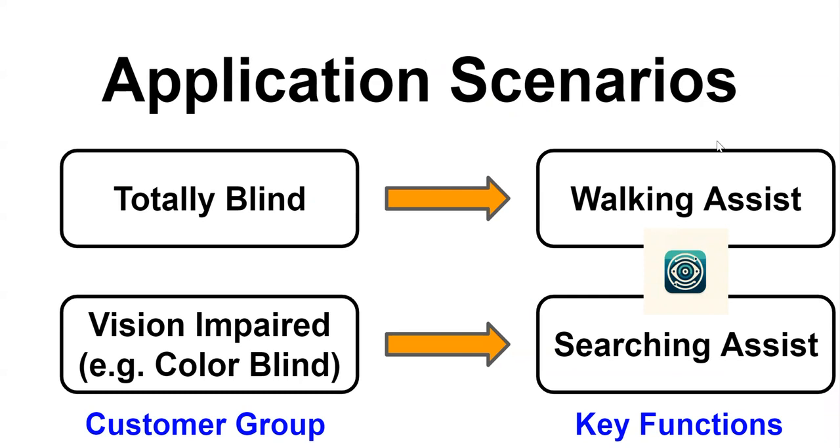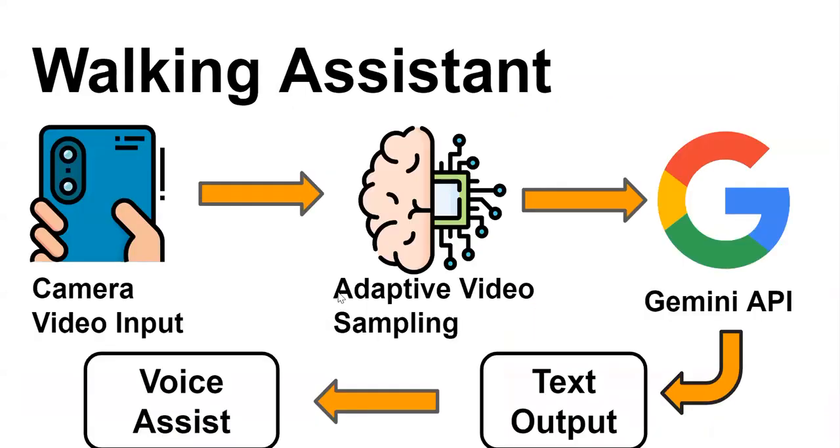Our app can act as a walking assistant for totally blind people, and it can also act as a searching assistant for visually impaired people, such as colorblind people.